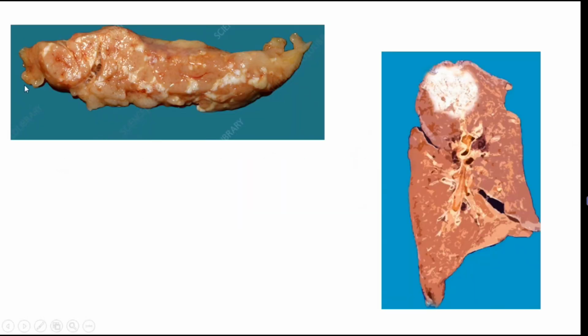Okay, so this is how fat necrosis looks like. Notice the white chalky morphology around the pancreas, and this is how caseous necrosis looks like in a tuberculosis lung. If you spread it with a knife, it will spread like a cheese. So that's why we call it cottage cheese-like appearance. Yeah. So this is something to remember. Okay.